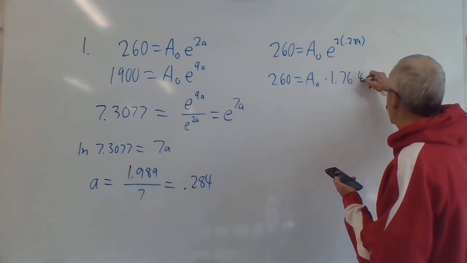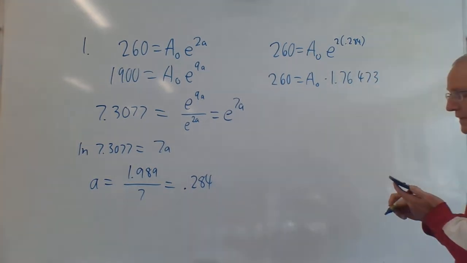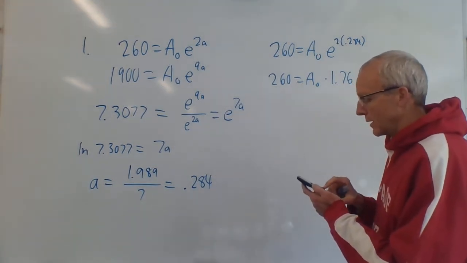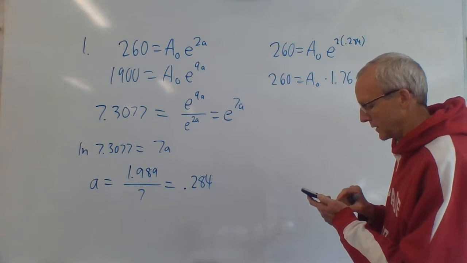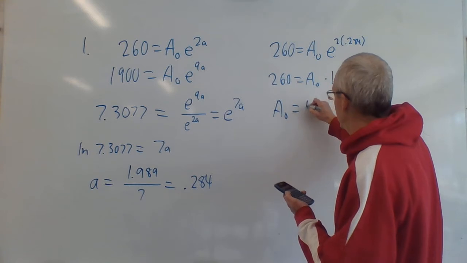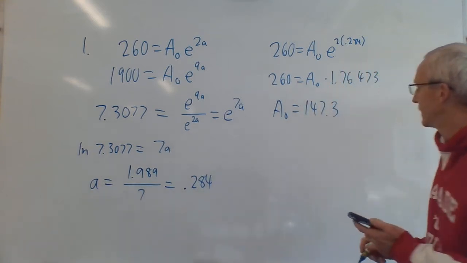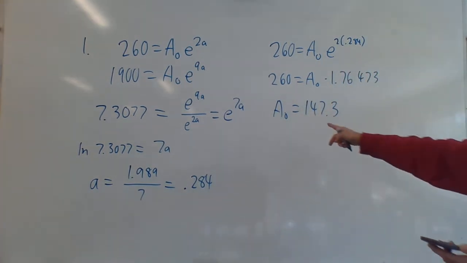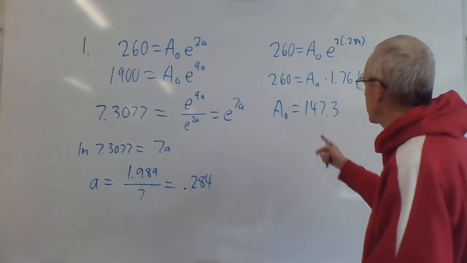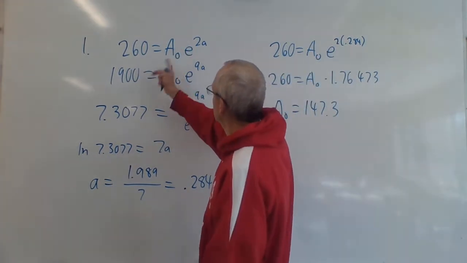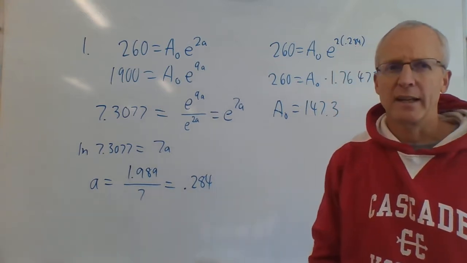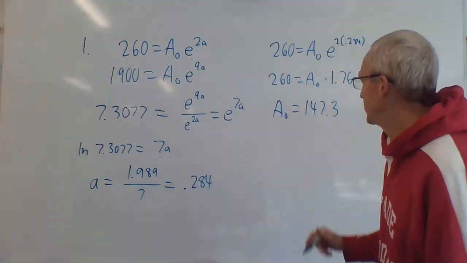1.76473. How far do you go? I don't know. That's pretty good. Divide that over here. So a0 then, I get would be about 147.3. All right, so we start off with 147.3 yeast cells when time was 0. That's what this says, which makes sense, right? 260 at 2, 1900 at 9, 147.3, that's a reasonable answer. If I'd gotten like 1 or something, maybe not, but that looks reasonable.